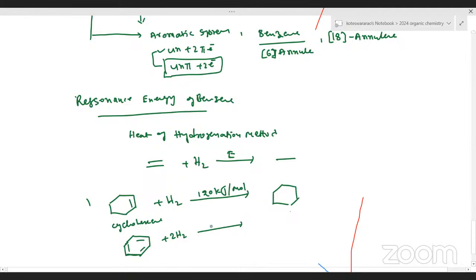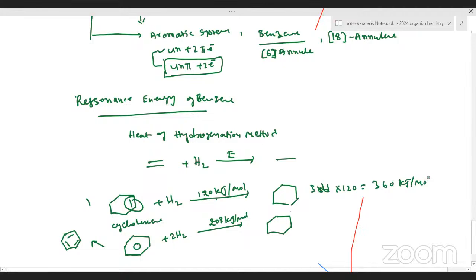Now take benzene, general benzene, which is in the resonance structure. It takes 208 kilojoules per mole to produce the same product. Look here, for one double bond it takes 120 kilojoules. The benzene model structure is cyclohexatriene, which has 3 double bonds. 3 double bonds times 120 means 360 kilojoules per mole for the hydrogenation of the benzene model.